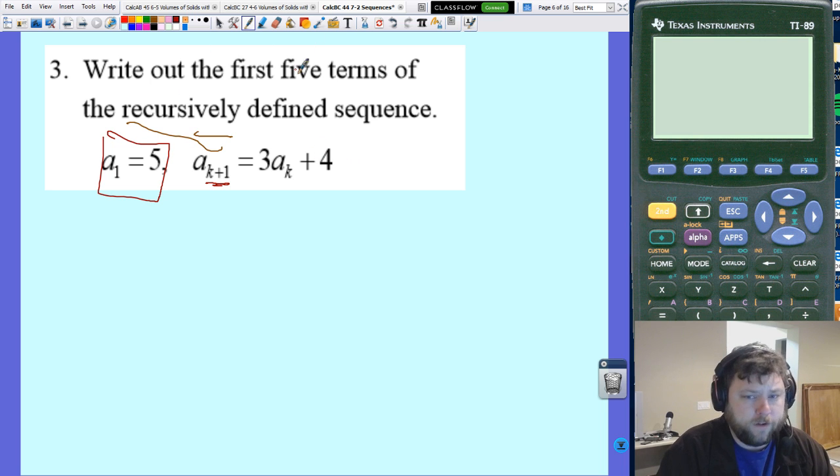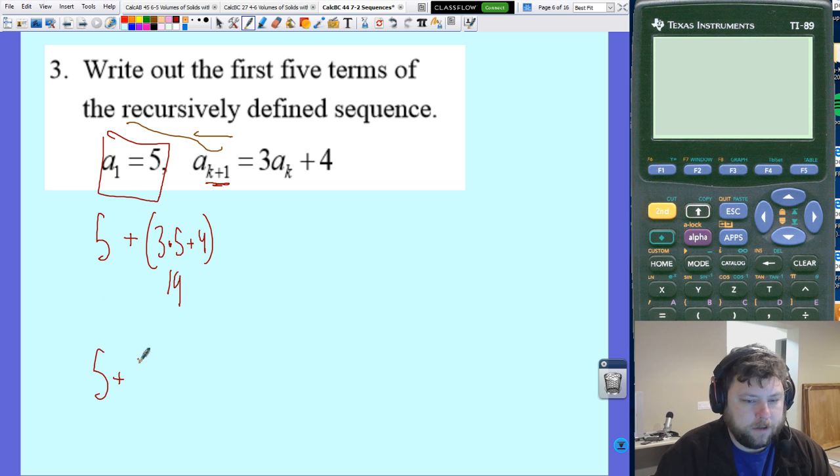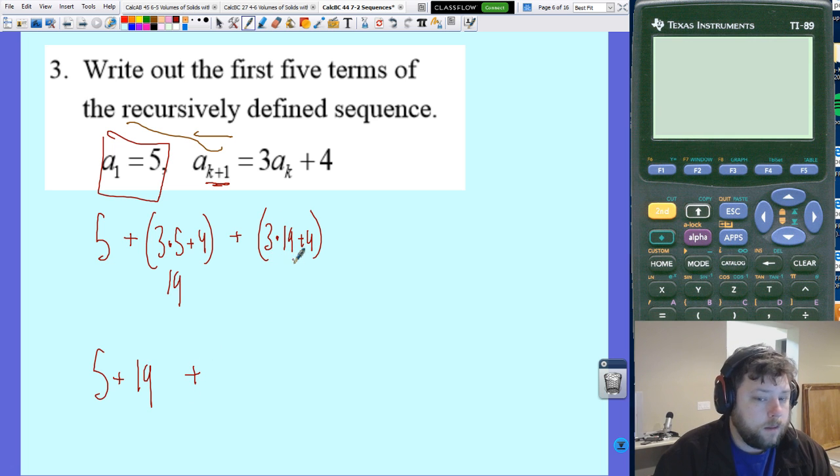All right, so the first 5 terms of the sequence. The first term is 5. Now the next term, a sub 2, is going to be 3 times the previous one plus 4. So 3 times 5 plus 4, and you'd figure that out is 19. So my sequence, I'm going to write this down, 5, 19. And then the next one in the sequence would be 3 times 19 plus 4, which is, oh, this is going to be annoying, 3 times 19 is 57 plus 4 is 61.